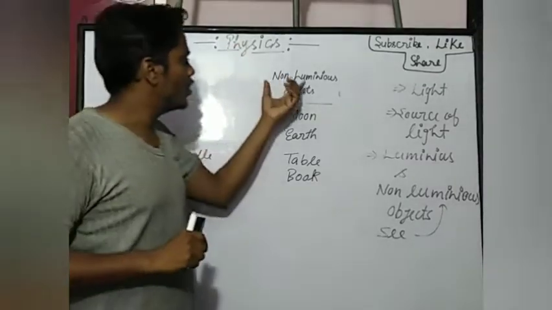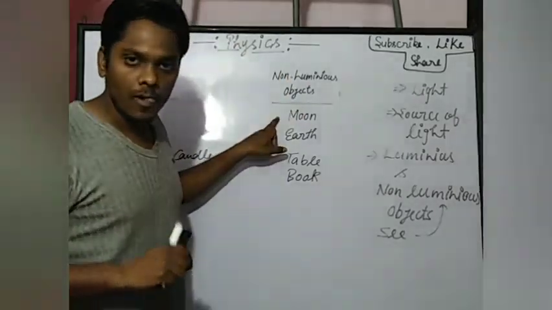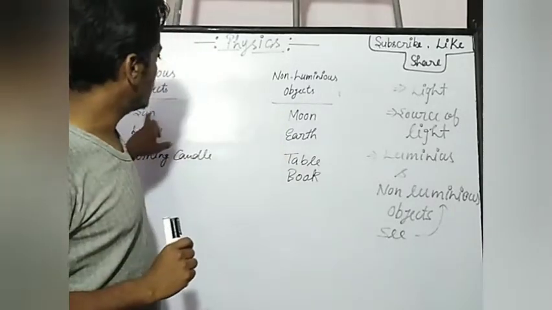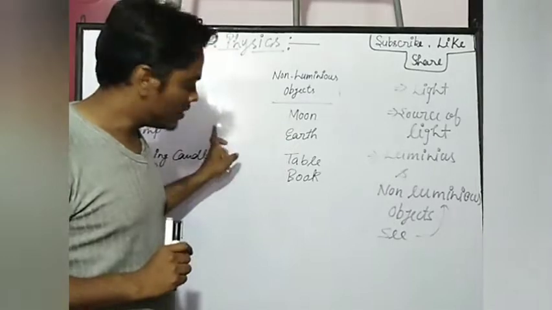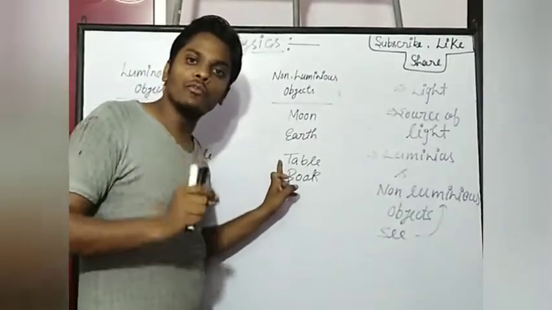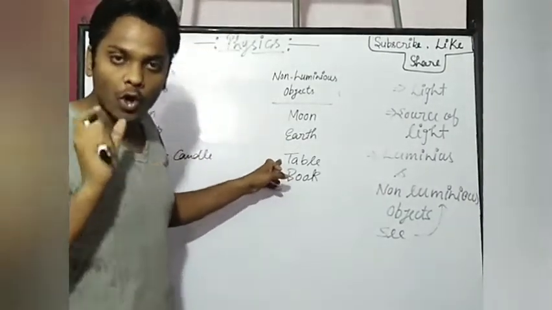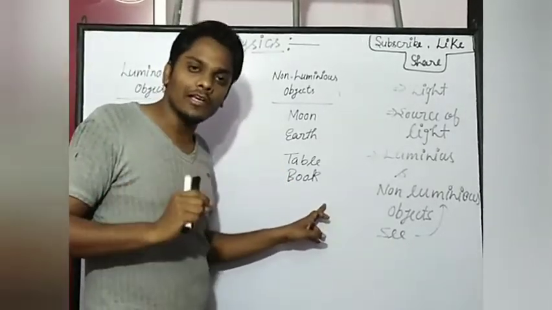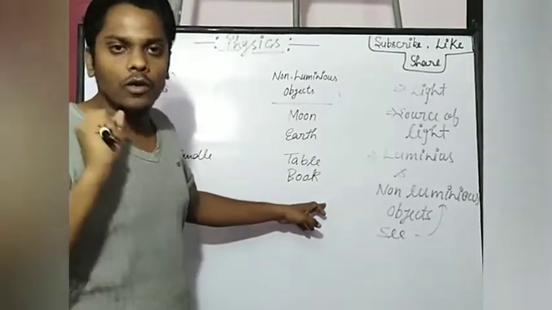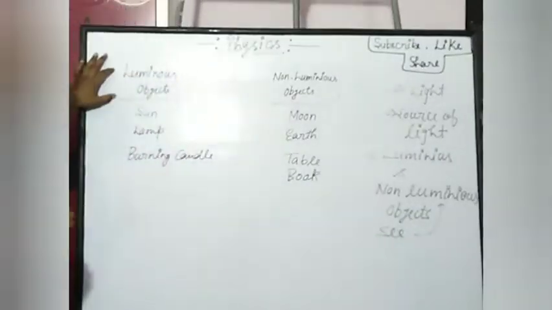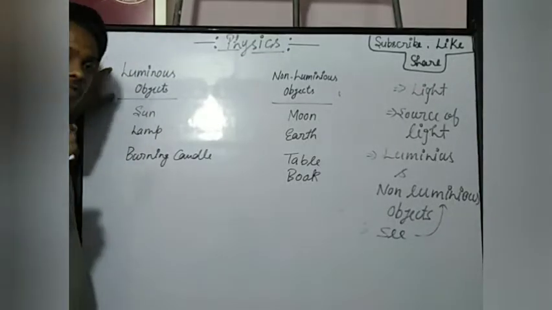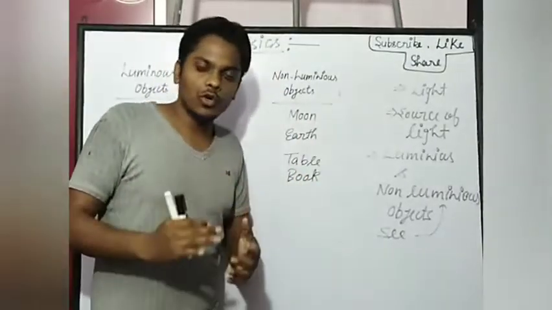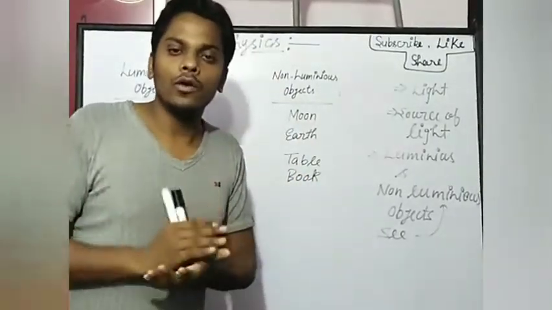But here is the non-luminous object, moon. Moon is getting light from the sun. Earth is getting light from the sun. Table is getting light from the LED bulb or rod in your room. And the book is also getting light from the bulb or rod. So once again, luminous objects are those which have their own light, and non-luminous objects are those which don't have their own light.